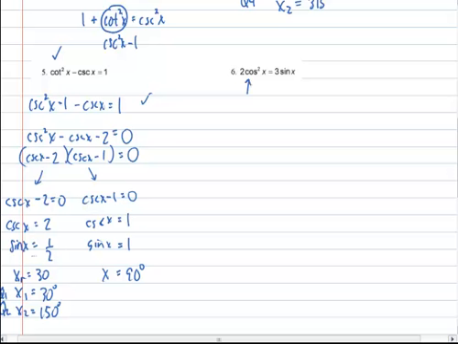Next problem, we're going to replace cosine squared with 1 minus sine squared. So I have 2 times 1 minus sine squared of x equals 3 sine of x. 2 minus 2 sine squared of x equals 3 sine of x. I'm going to move everything over to the right side because I want to make this term positive.